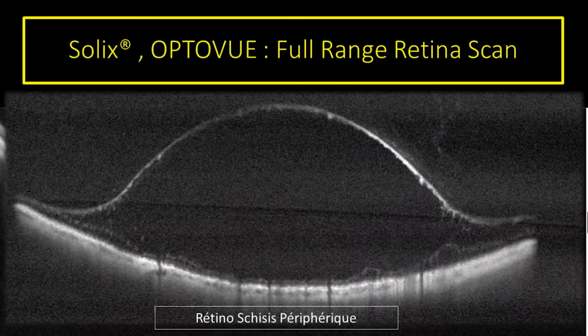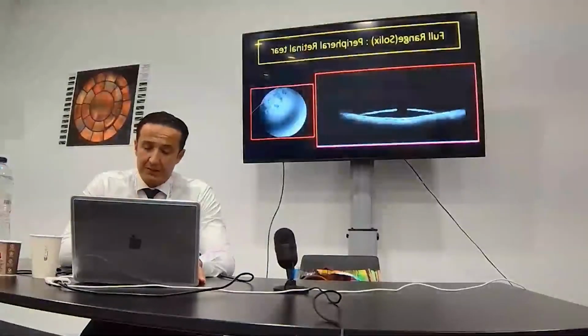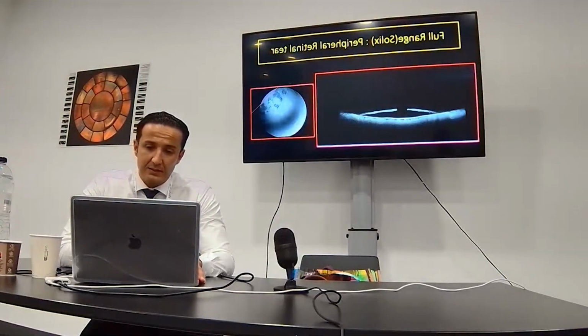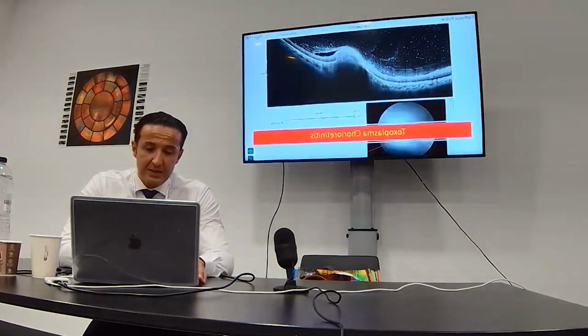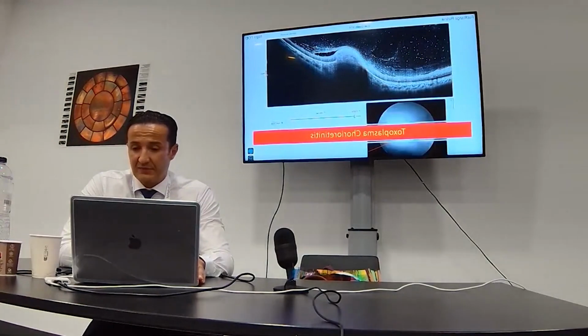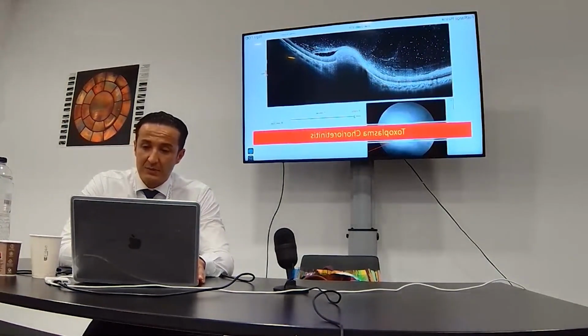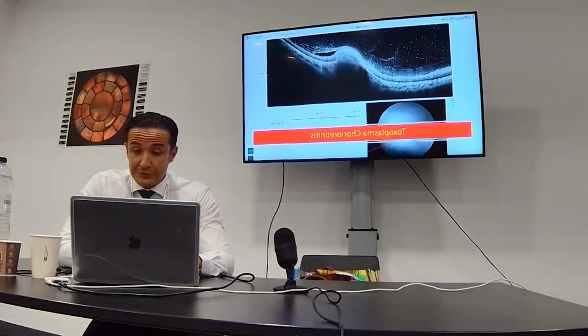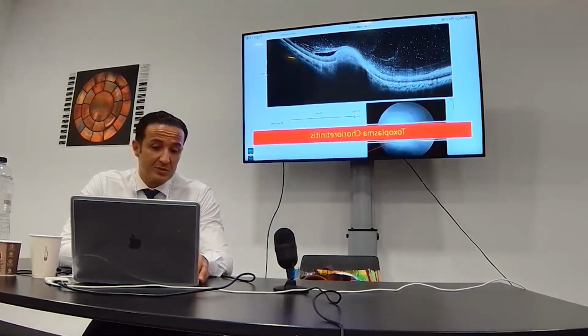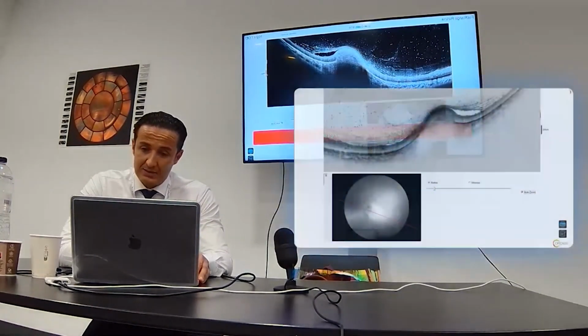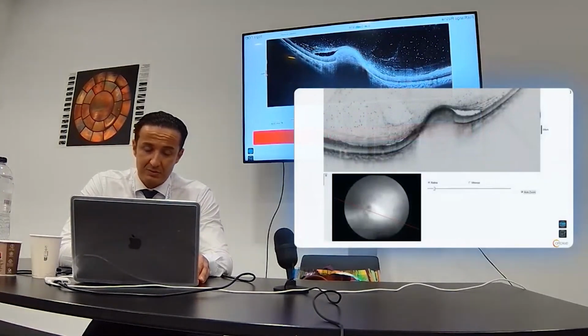You can also image some lesions like peripheral retinal tears, and look here, you can see the hole and this retinal detachment. Another kind of lesion in case of inflammation in toxoplasma retinitis, we observe also some punctuation within the vitreous due to the inflammation, in this case of toxoplasma.